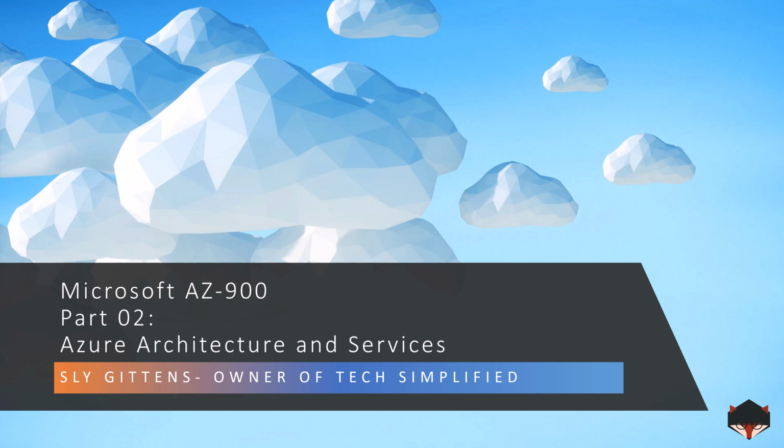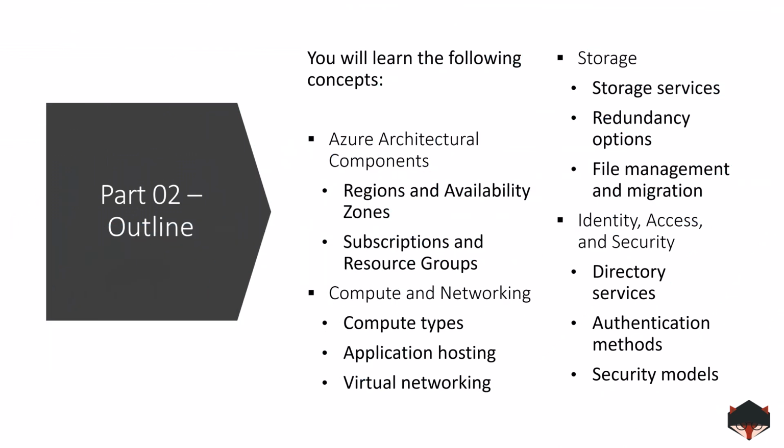And now we proceed to part 2 of the AZ-900. In this section, we're going to be talking about the architecture and the services within Azure. Within this section, you'll be introduced to the core architectural components of Azure. You will learn about the physical organization of Azure data centers, availability zones, regions, and you will learn about the organizational structure of Azure Resources and resource groups, subscriptions, and management groups.